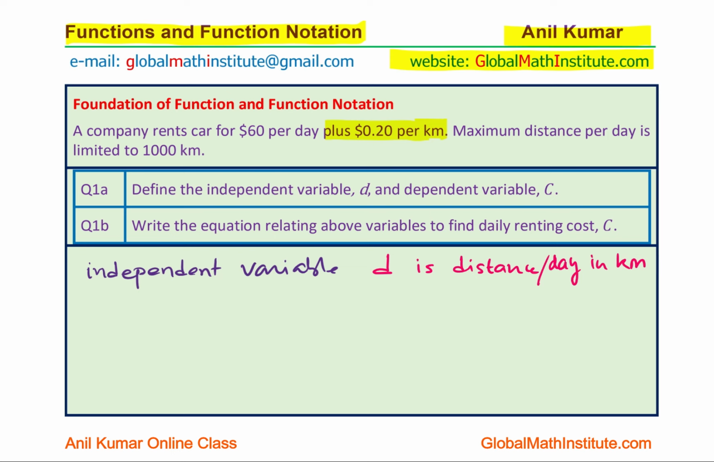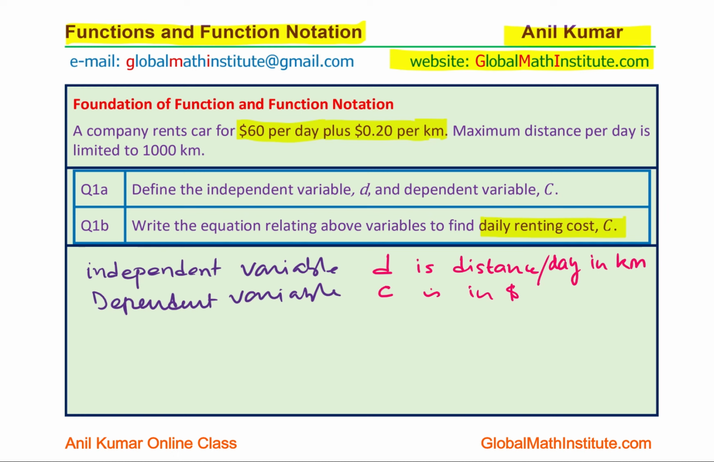Now, based on this independent variable, we have the dependent variable, which is the cost, right, which is in dollars. Now we need to write the equation relating the above variables to find the daily renting cost C. Mind it, it is asking for daily renting cost. So every day we have a fixed cost, which is $60 per day. You get the idea.